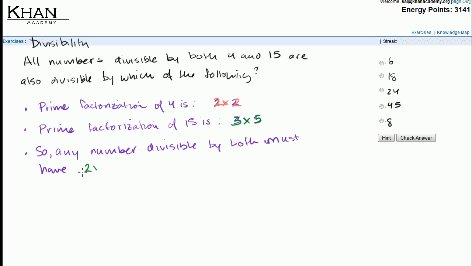Must have 2 times 2 times 3 times 5 in its prime factorization, as part of its own prime factorization.